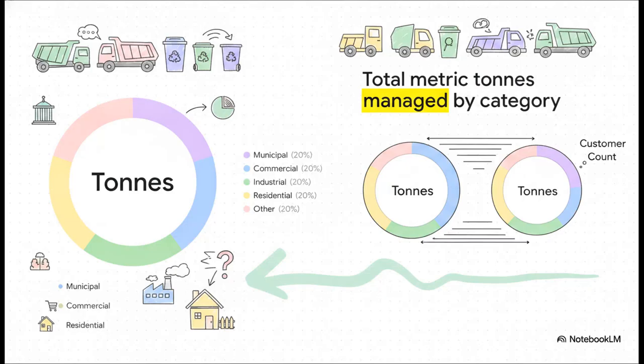So how do you actually report all this volume? You've got to use metric tons. And you guessed it, you can't just give one grand total. Just like your customer count earlier, you have to subdivide your total metric tons managed into those exact same 5 customer categories: municipal, commercial, industrial, residential, and other. It creates this brilliant mirror effect in your data. An analyst can look at your customer count by category, then glance at your tonnage by category, and instantly understand the volume intensity of your different client bases.